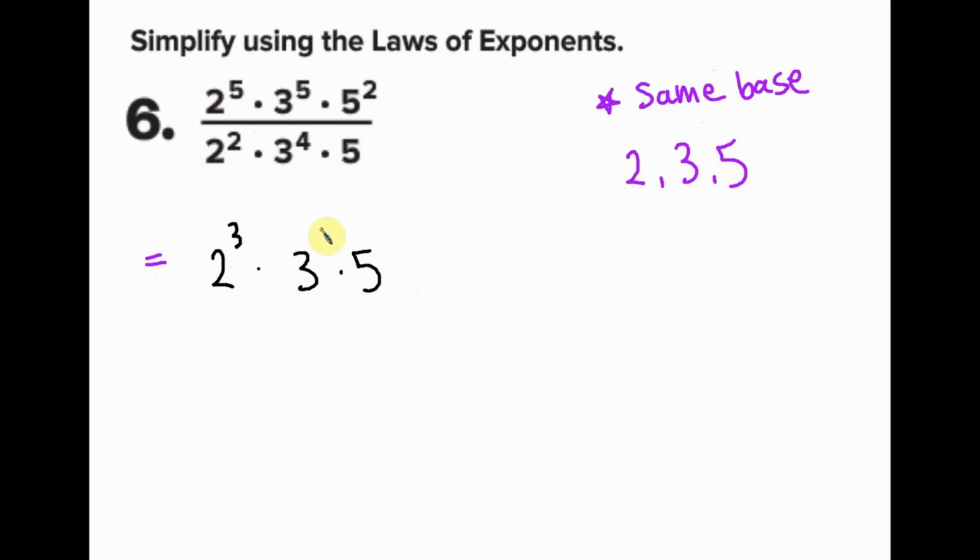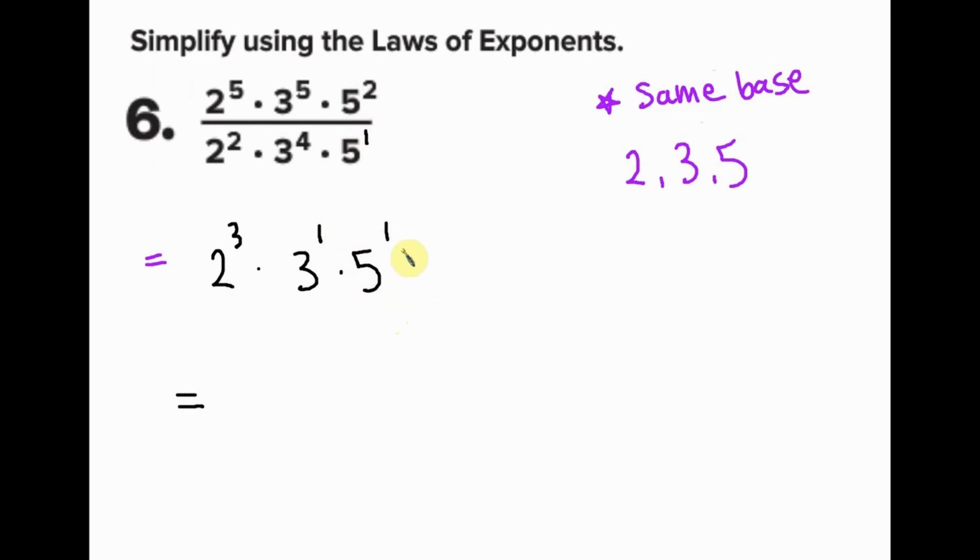5 minus 4, I will get 1. 5 squared minus, well, how many 5s do you have right here? I know that it's not written as the exponent, but there is 1 hidden. So if you subtract them, you have to do 2 minus 1, which I will get 1.